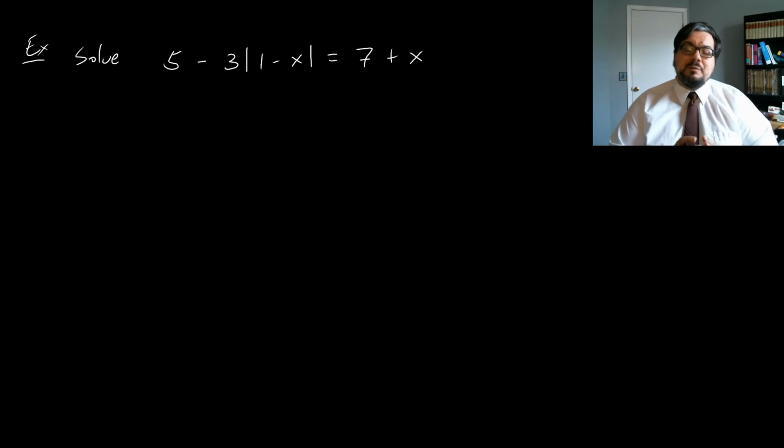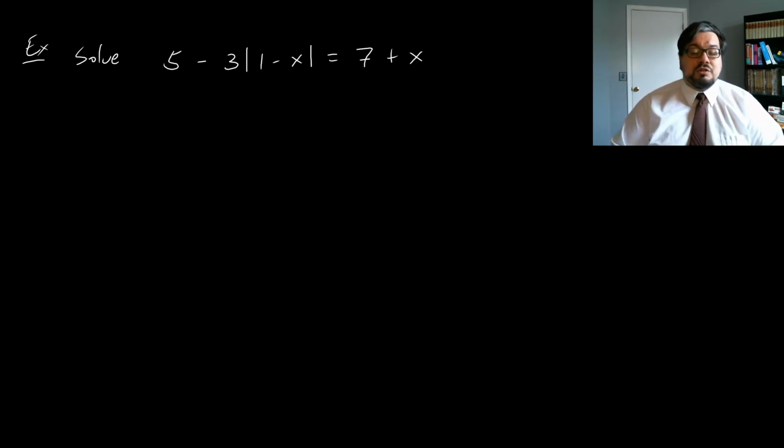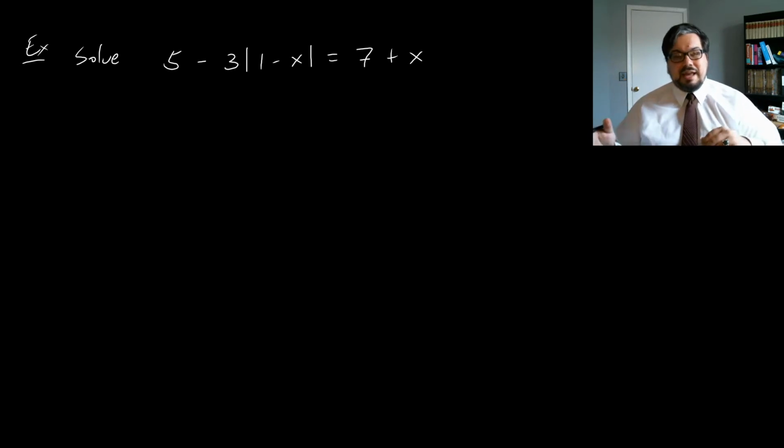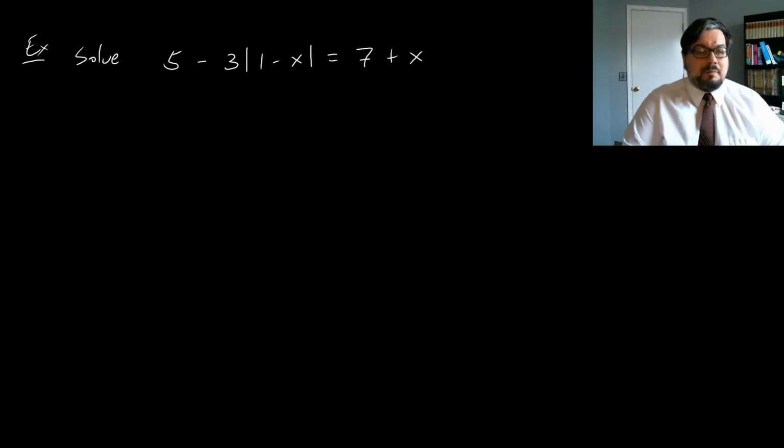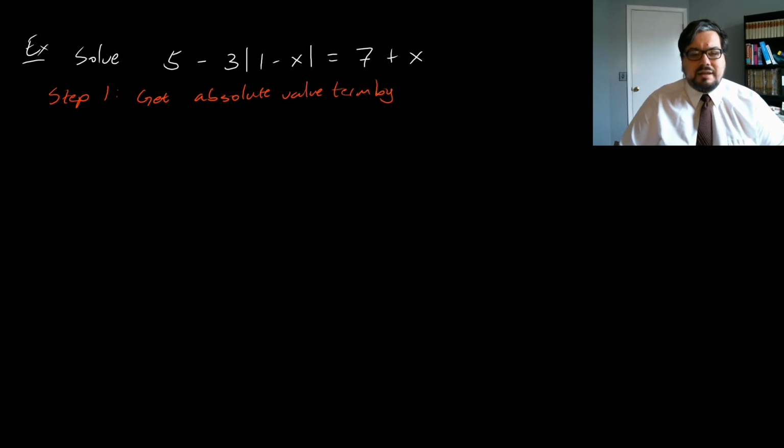So when working with absolute values, typically your first step is going to want to be to get rid of the absolute values and get yourself down into an equation that is more familiar. In order to do that, we're going to use the previous rule, where we know that if the absolute value of a equals k, then a has to equal either k or -k. But in order to do that, we need to get the absolute value term by itself. So step 1 is get the absolute value term by itself.